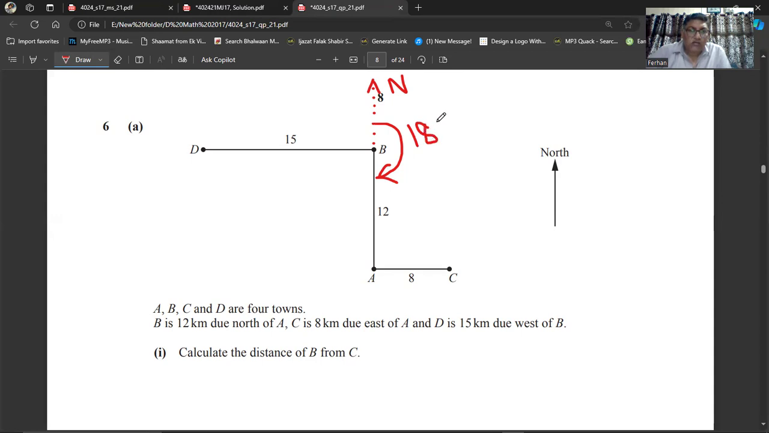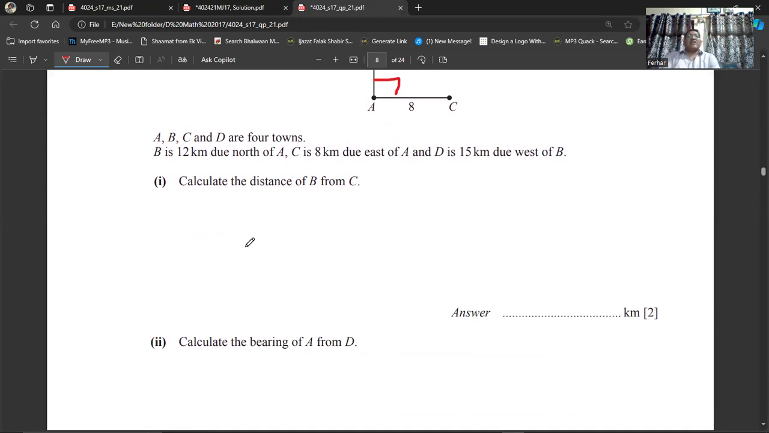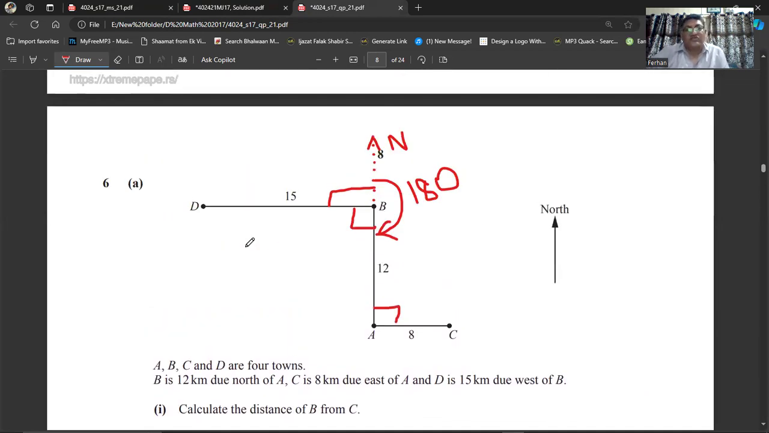180. Because he says B is 12 kilometer due north of A. Okay. C is 8 kilometer due east of A. So this angle is how much? This angle is 90. D is 15 kilometer due west of the B. So this angle is how much? This angle is 90. This angle will be also how much? 90. Their first question is calculate the distance of the B from C.